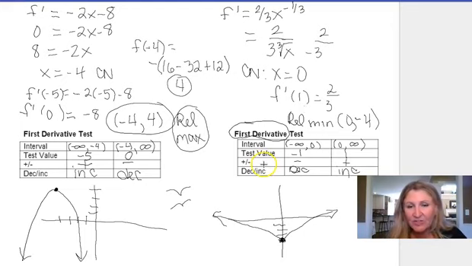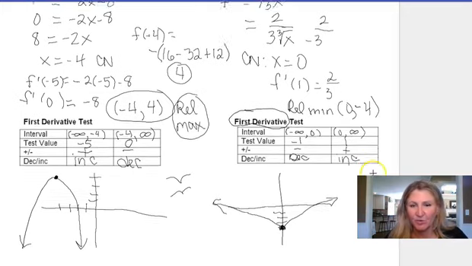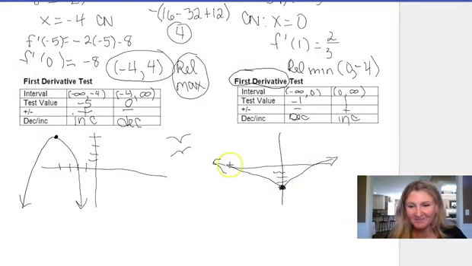Okay, so that's what we're doing with the first derivative test. The first derivative test uses our intervals with the critical numbers, and then to find the actual point, the actual maximum or min, we have to plug that critical number back into the original function to find that actual point. Okay, I hope that helped.